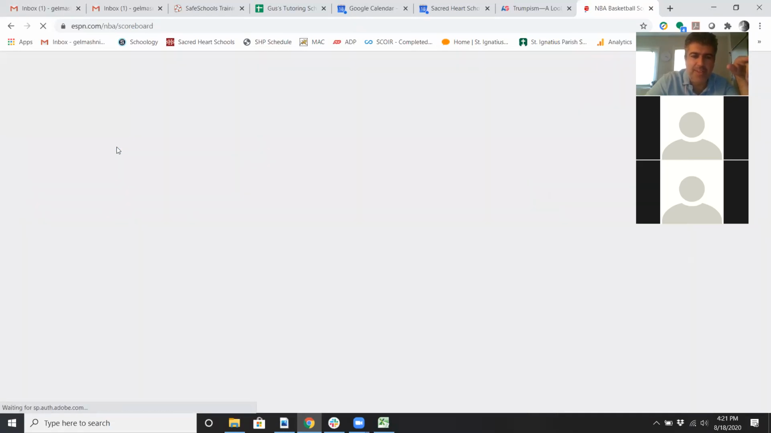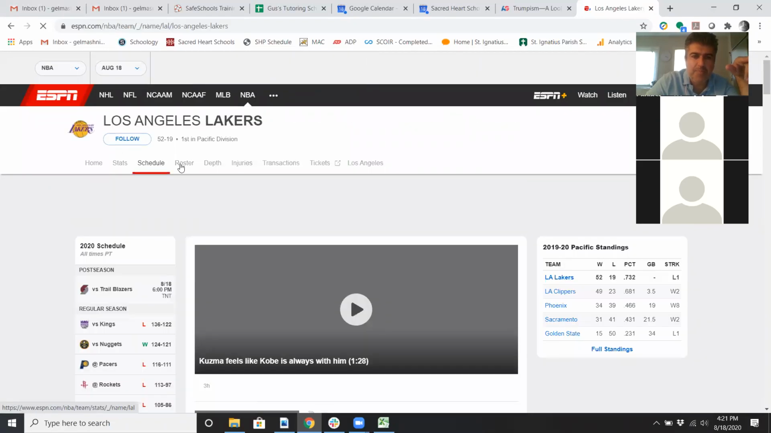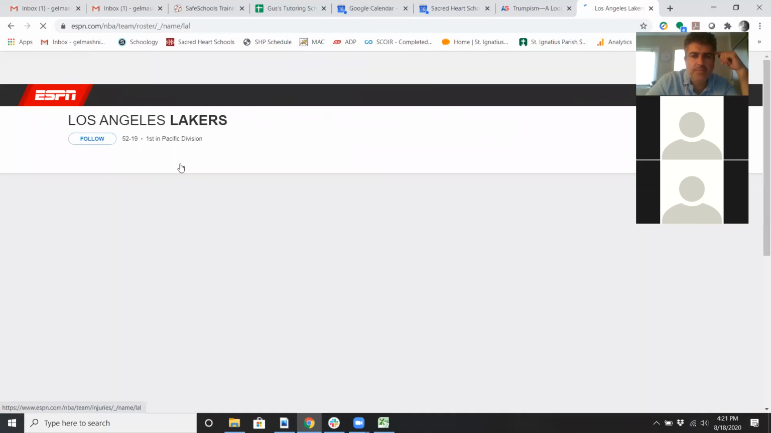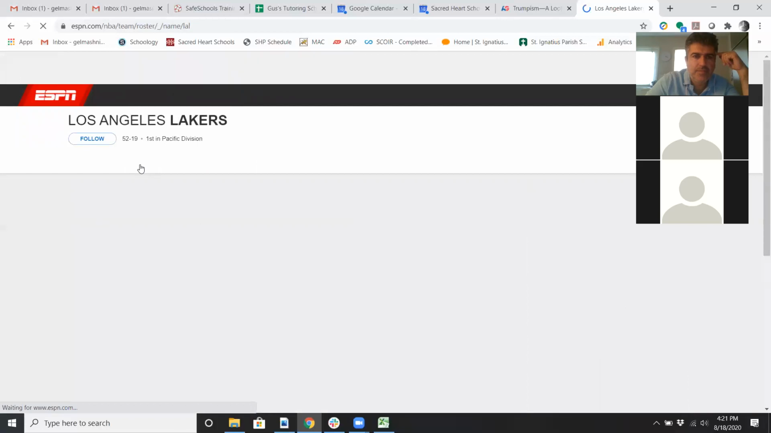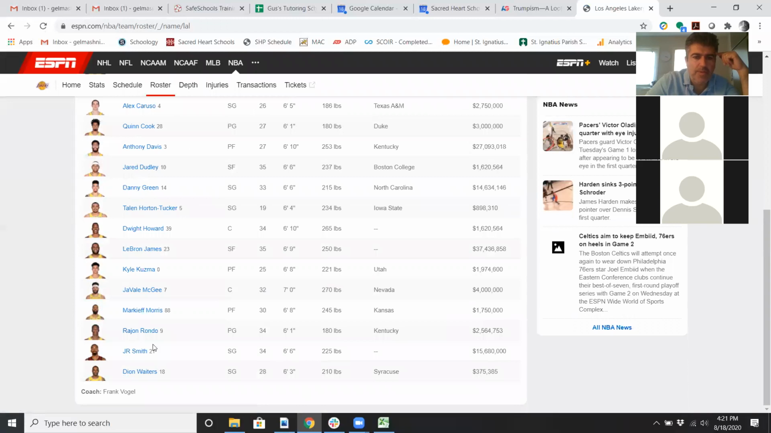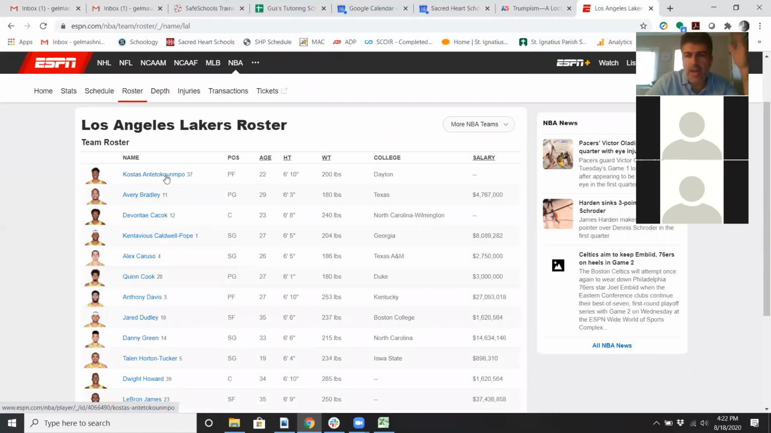But let's look at the Lakers, right? So the Lakers obviously have a bunch of players on the team. Actually, I want to click on roster. So if you count, they have actually a lot of different players. So 1, 2, 3, 4, 5, 6, 7, 8, 9, 10, 11, 12, 13, 14, 15, 16, 17, 18. I know a couple of guys are injured, but we'll say they have 18 players, right?